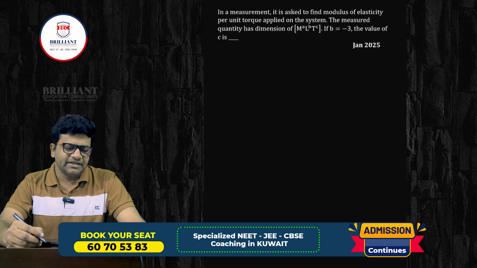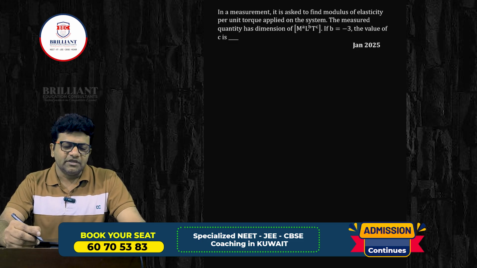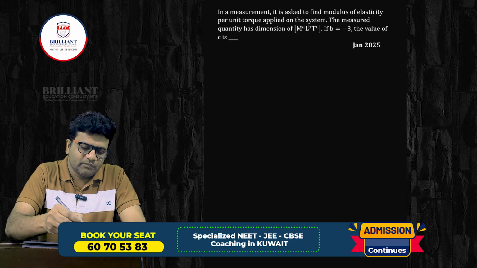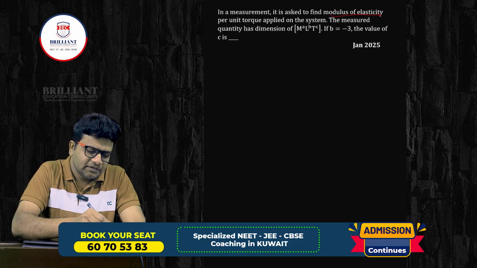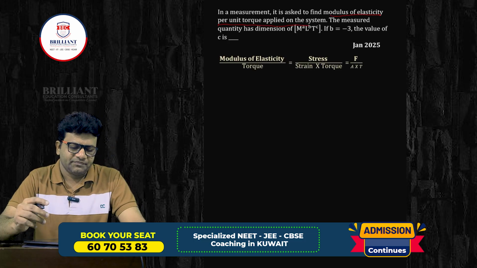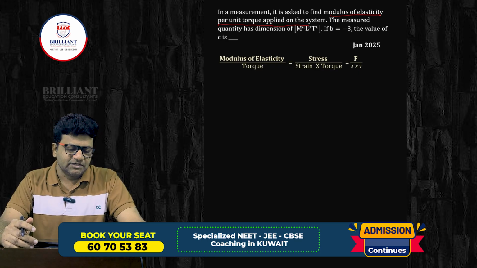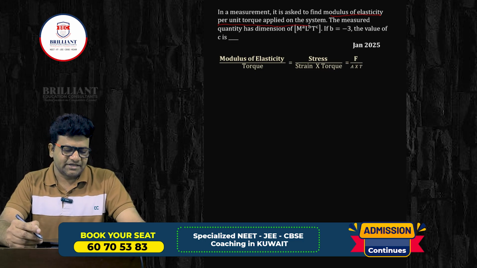The measured quantity has dimension of M raised to a, L raised to b. If b is equal to minus 3, the value of c is. See, in the question they are telling about modulus of elasticity per unit torque. So modulus of elasticity by torque: we know that modulus of elasticity is equal to stress by strain. So stress by strain into torque.